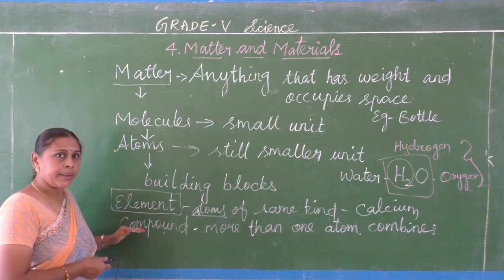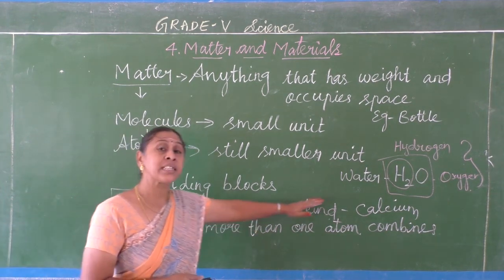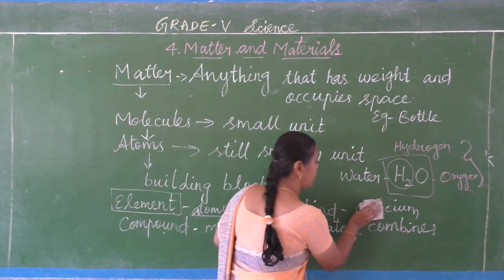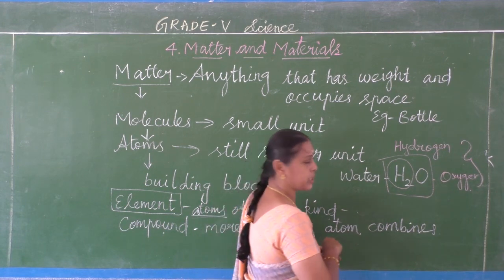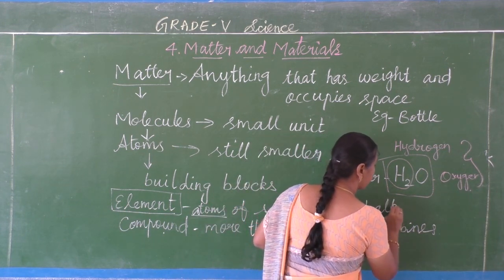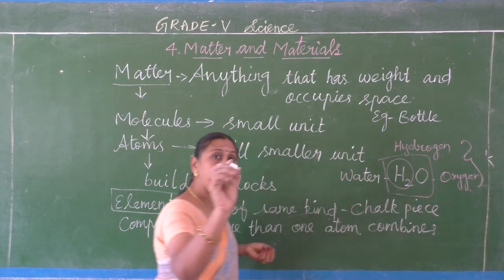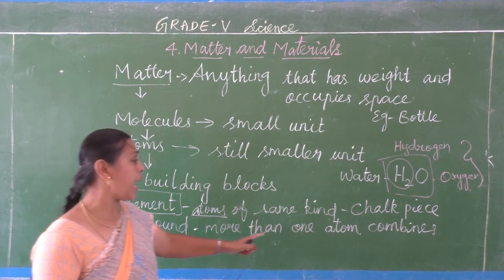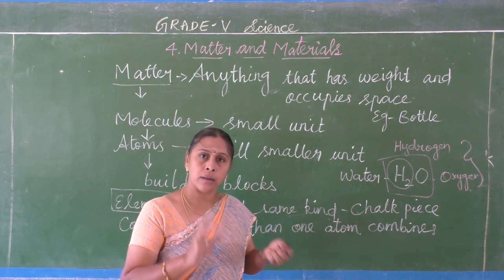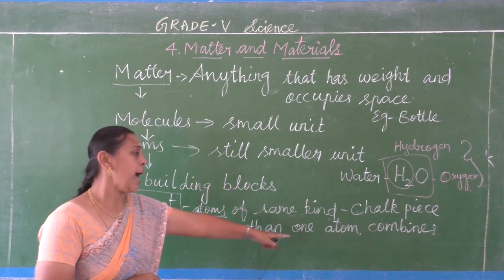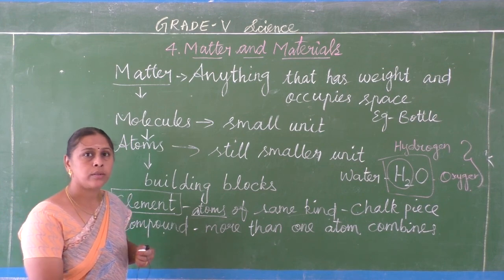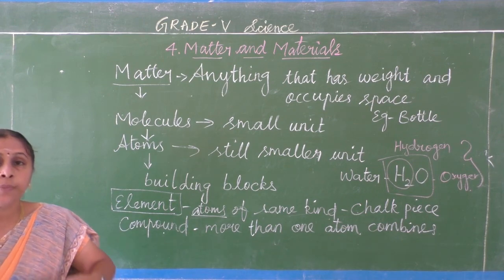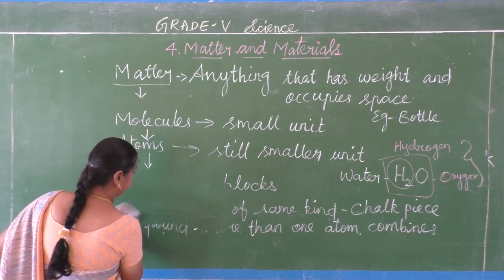Next, element. Element means atoms of the same kind. Example, chalk piece. It is made up of calcium. Simple example. Next, compound means more than one atom combines to form a compound. Hope you all understand up to this. So read the book and understand the concept thoroughly. It is very important.